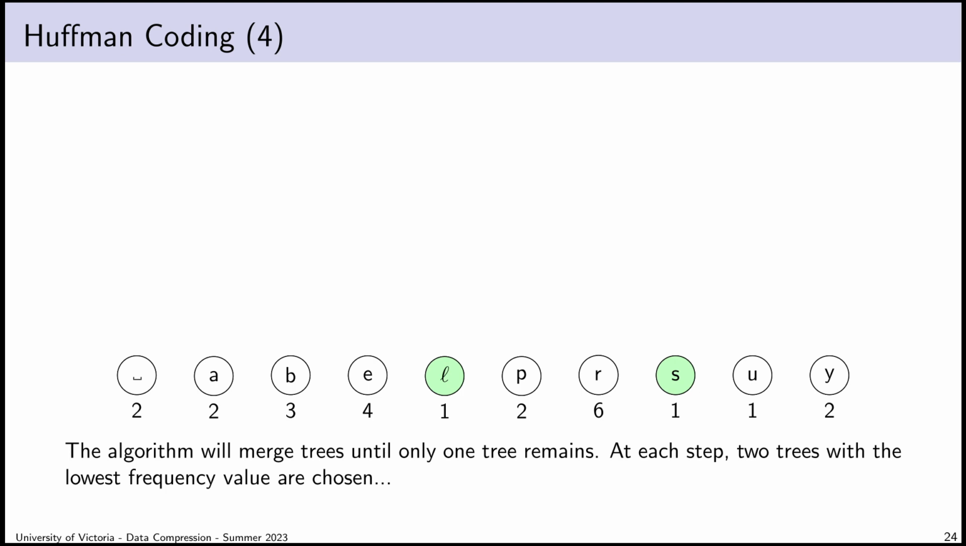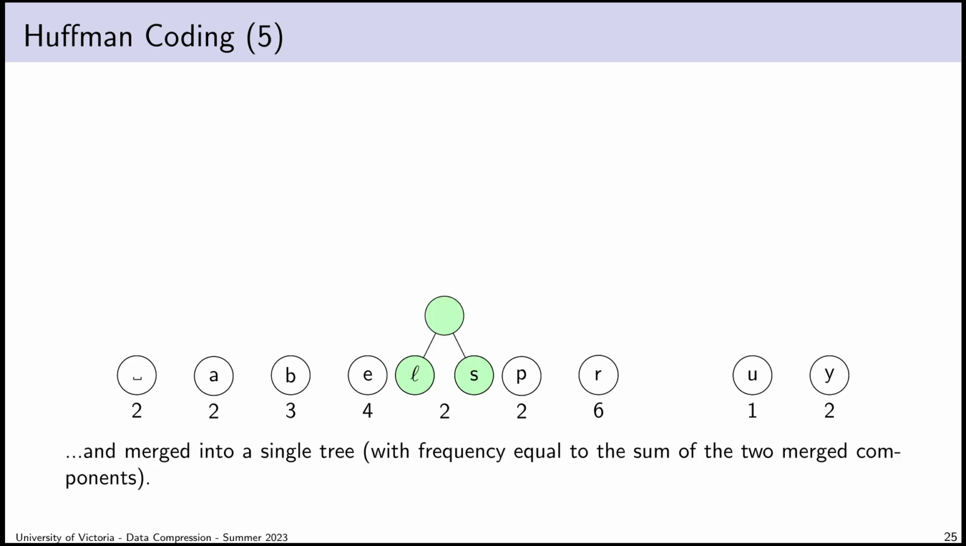In this case, I guess, how about we choose L and S? It makes no difference which 2 you choose if there is a tie. So you'll notice there are actually 3 trees in this case that have the lowest frequency value. So I choose 2 of them, any 2. In this case, suppose I choose L and S. So I pick those 2 trees and then I merge them together into one tree. And I update the frequency value of that new tree to be the sum of the frequencies of the 2 that I merged.